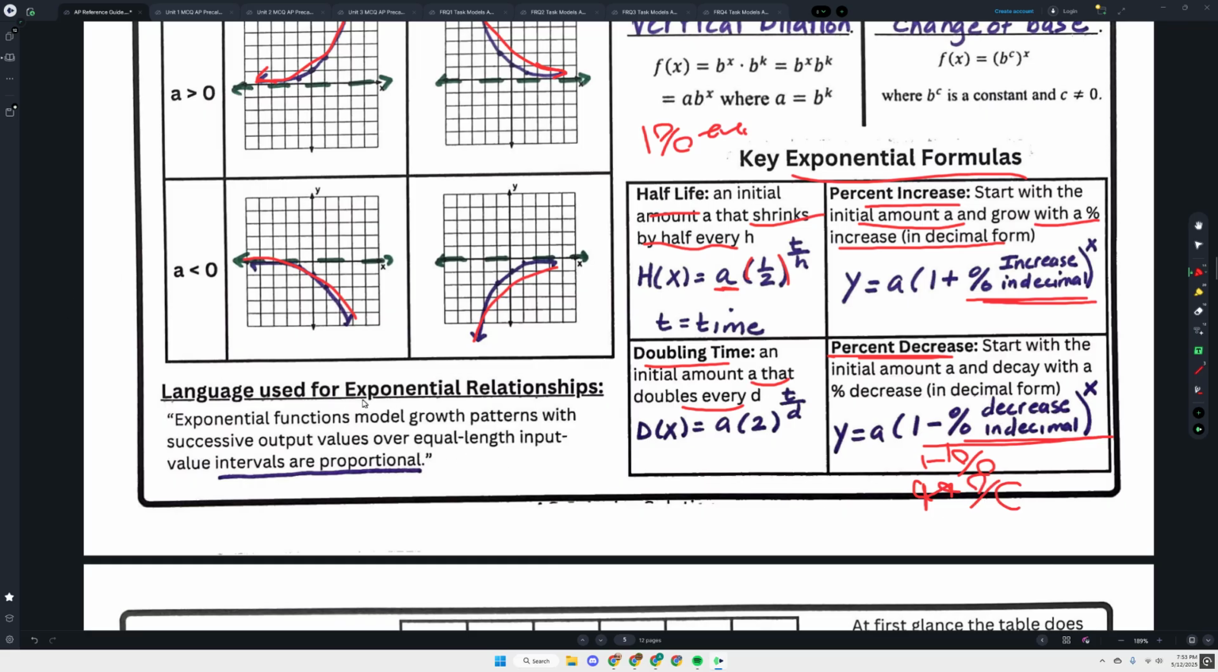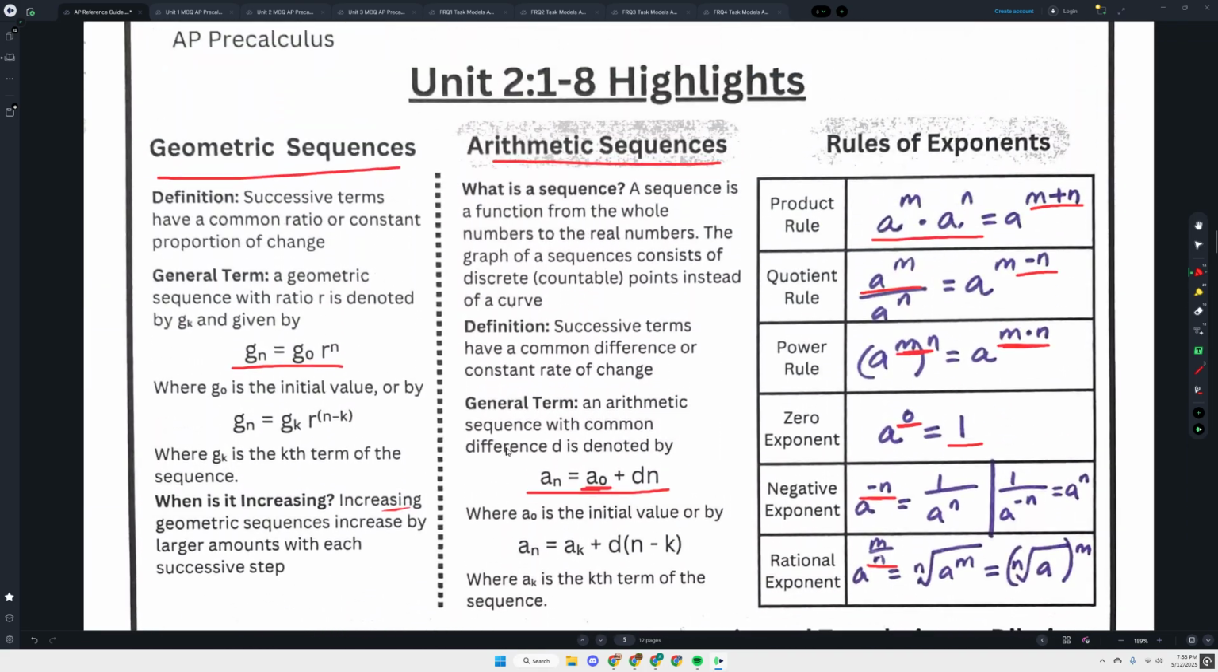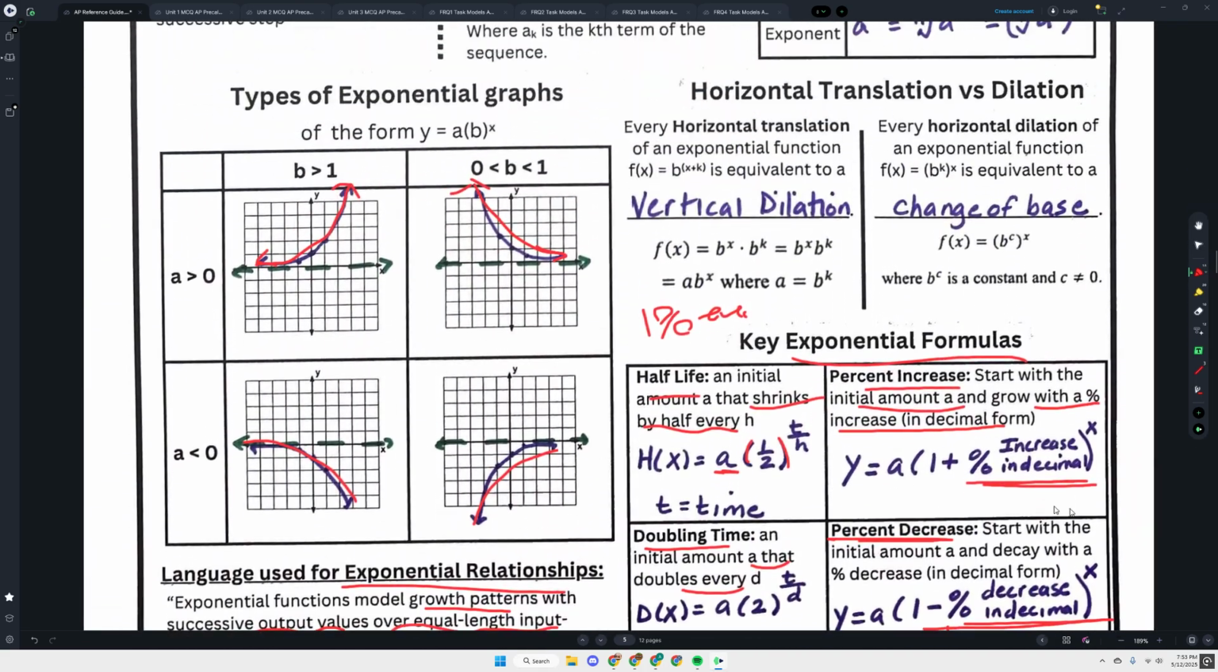Language used for exponential relations. Exponential functions model growth patterns where successive output values over equal length input intervals are proportional. Any questions on this page before we move on to the next page?